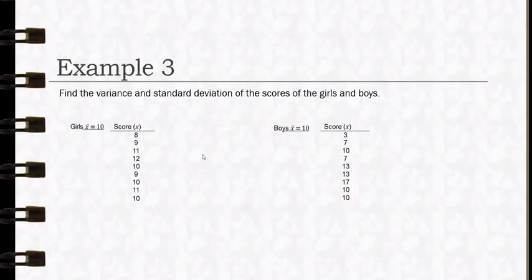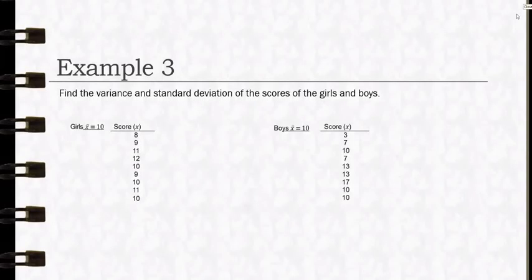Example: find the variance and standard deviation of the scores. Which of these groups is the better distribution, the girls group or the boys group? Just looking at it, which do you think is the better distribution? When we say better distribution, the scores are clustered around the mean. Not better is when the scores are widely spread apart from the mean. So without computing the standard deviation, which do you think is the better distribution?